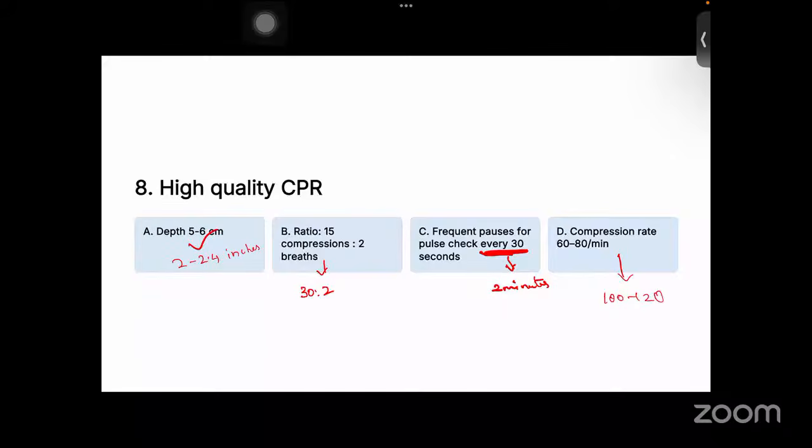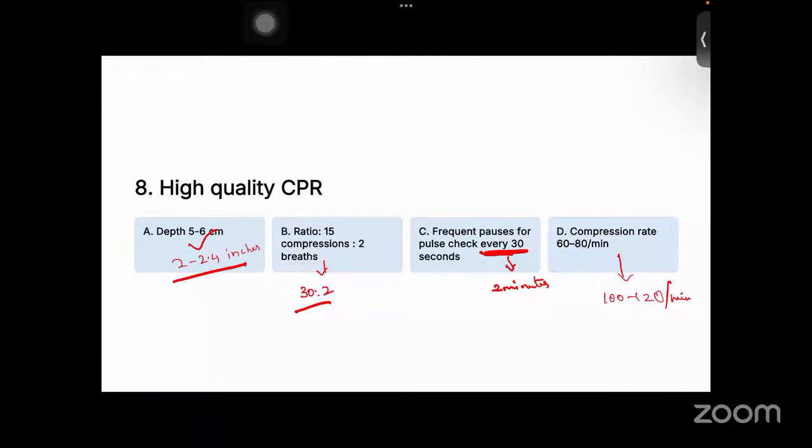So there is CPR and there is high quality CPR. The standards set by the AHA during ACLS for high quality CPR are a depth of 2 to 2.4 inches, with a compression ratio of 30:2 for the single rescuer and 15:2 for two rescuers or infant or child CPR, pauses for pulse check every 2 minutes, and the optimal compression rate should be 100 to 120.